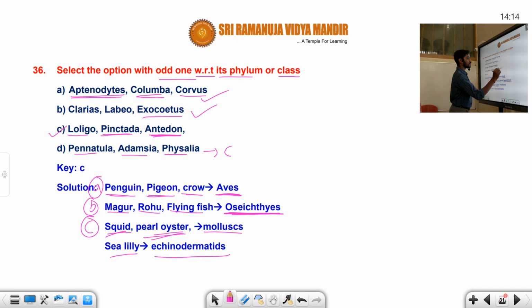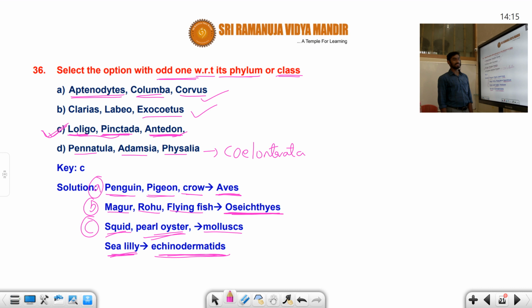What is the option they are asking now? A, B, C actually belong to their respective class or phylum, but you need to find the odd one within. So, here Loligo and Pinctada belong to Mollusca, Antedon belongs to Echinodermata. So, sea lily, Antedon. So, the correct option for this odd one out, 36, is C. They are asking about the odd one with respect to the phylum or class. So, here the answer is phylum. These two are of a common phylum, but Antedon is of another phylum, that is Echinodermata. So, the answer to 36 is C.